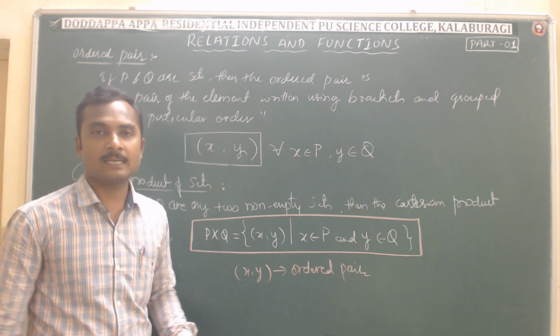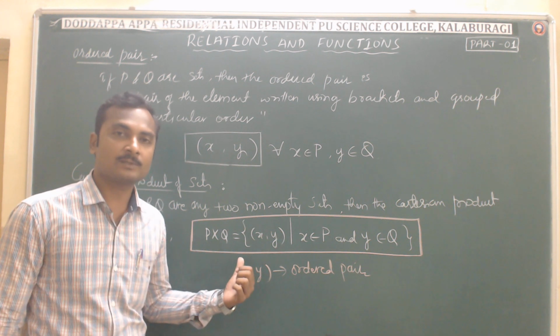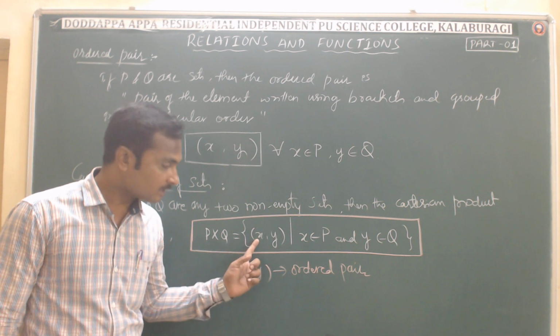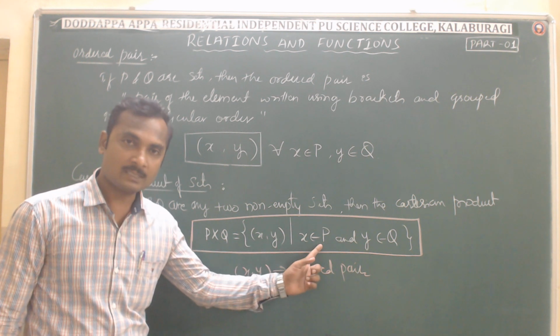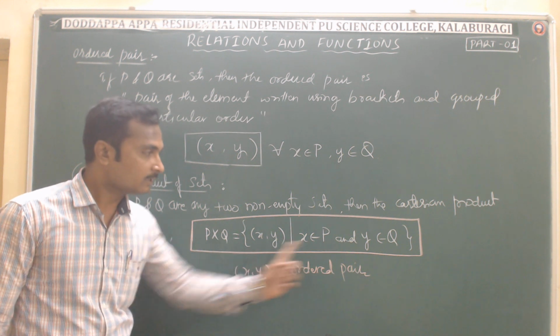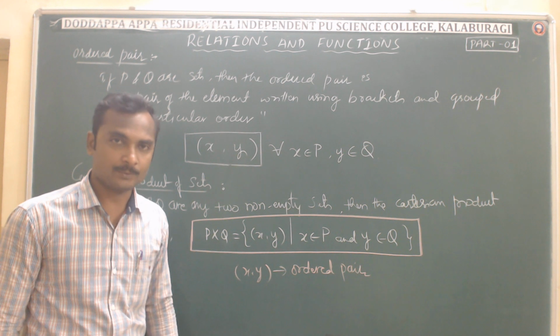There is no single element, there is no indivisible element. Each element of the Cartesian product of the two sets is always in the form of an ordered pair, where the first element x always belongs to the first set P, and the second element y always belongs to the second set Q. That is, x belongs to P, y belongs to Q.